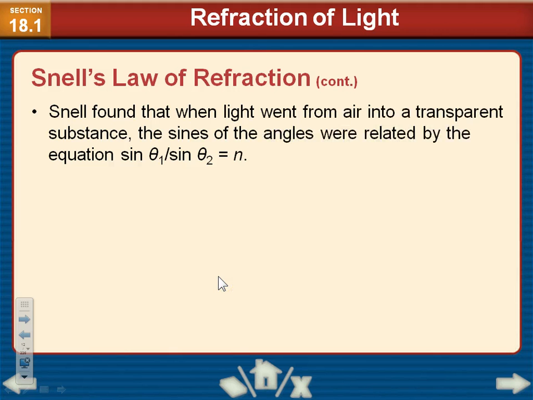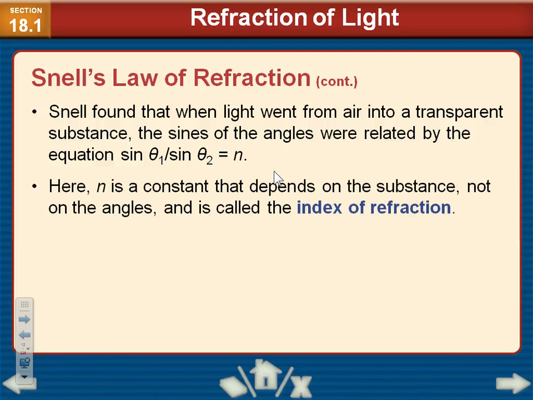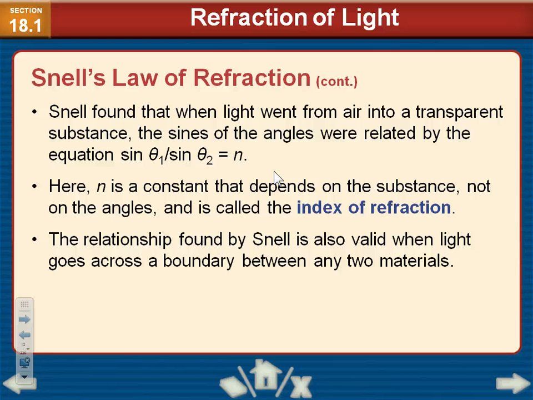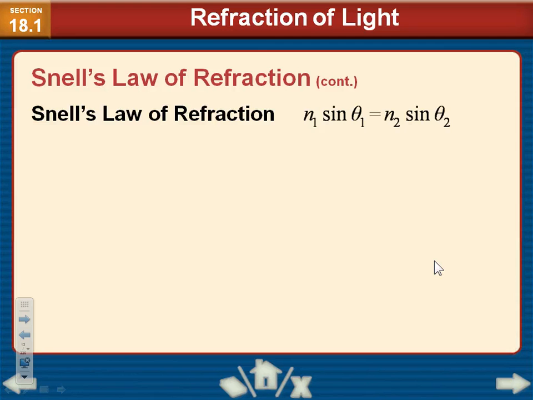And it turns out that if we look at the ratio of the sines of these, we get a value n, which is going to be our index of refraction. I'm going to show you how the index of refraction is also calculated in a minute. So Snell found that this relationship is valid anytime we have a boundary between two materials. And we came up with Snell's law.